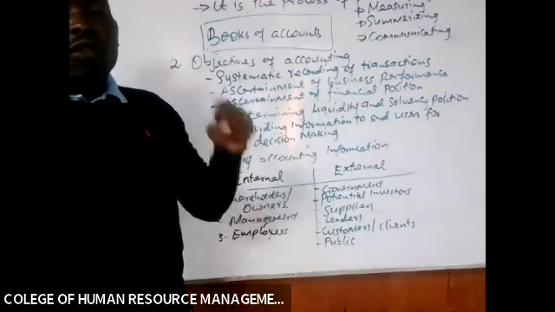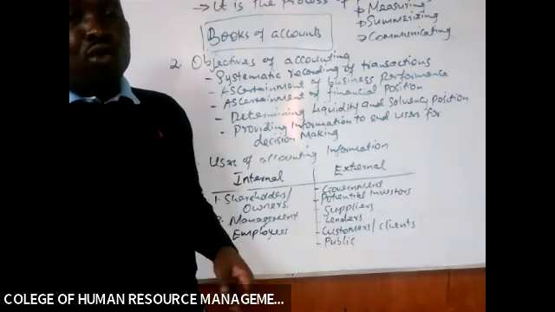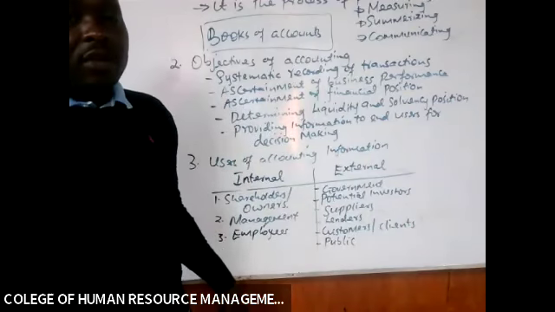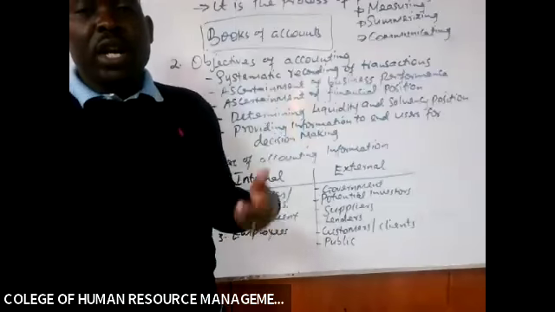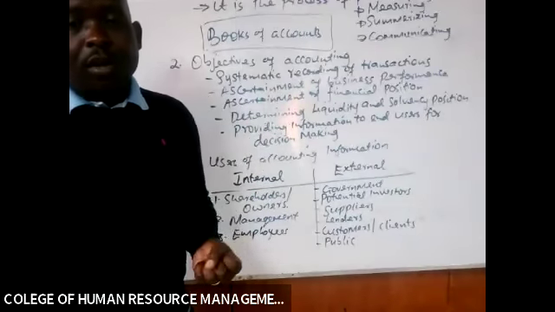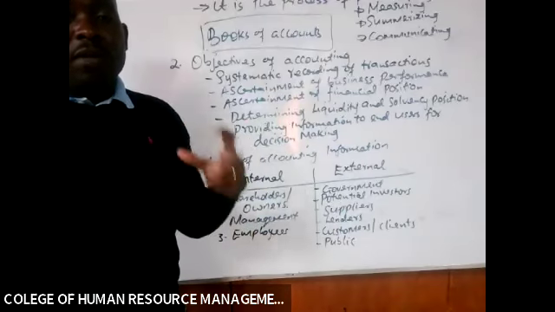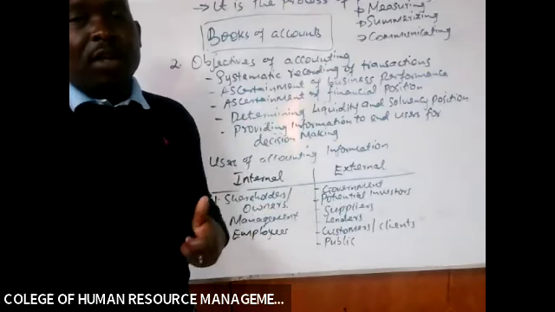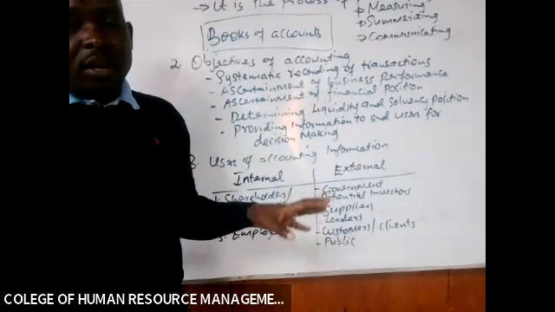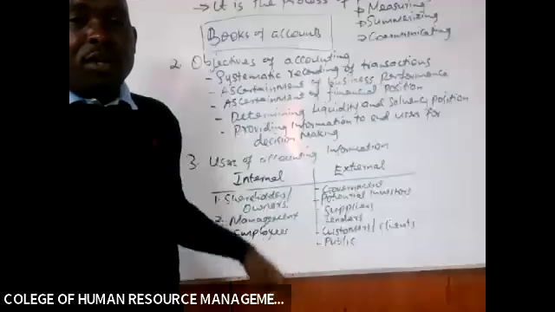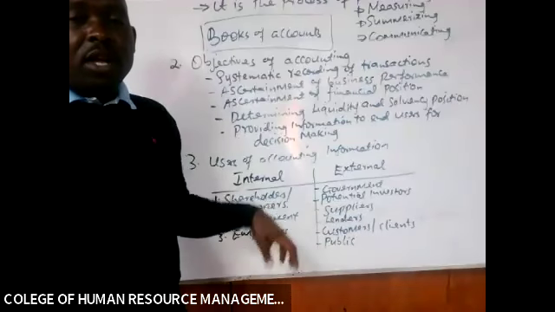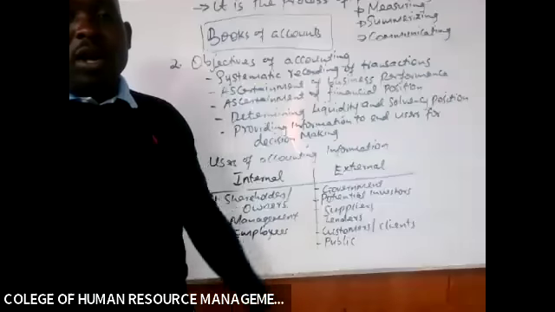So when this question is presented to you in an exam, you should be able to identify these users. You should also be able to explain what they need the accounting information for. Every user has a specific need that they need to satisfy using the accounting information. If it is government, we have talked about tax. If it is the employees, job security. If the management, to know whether their policies are working.